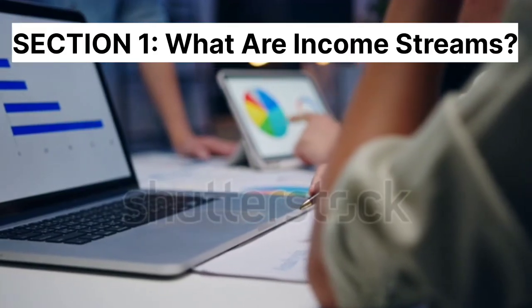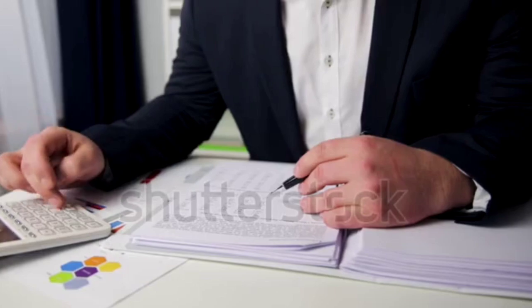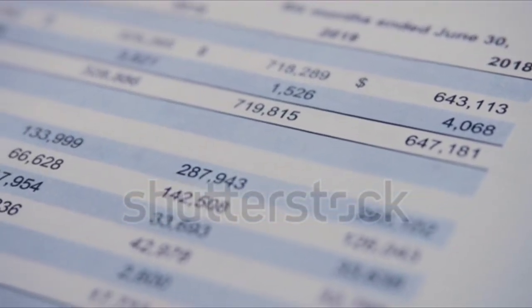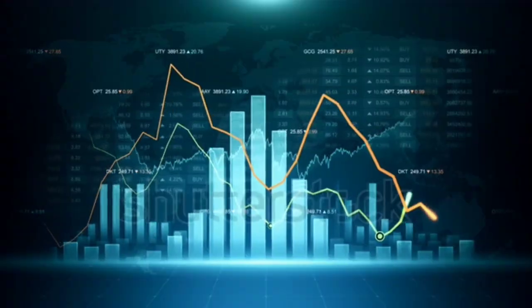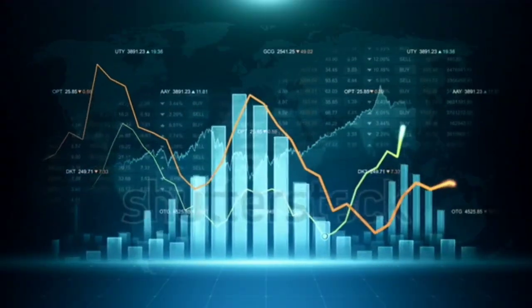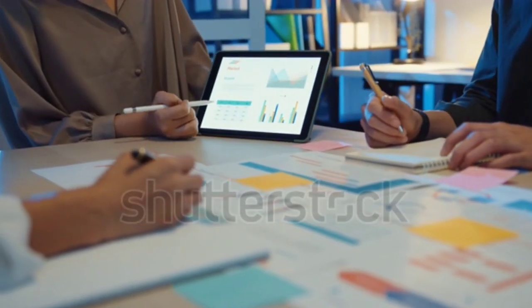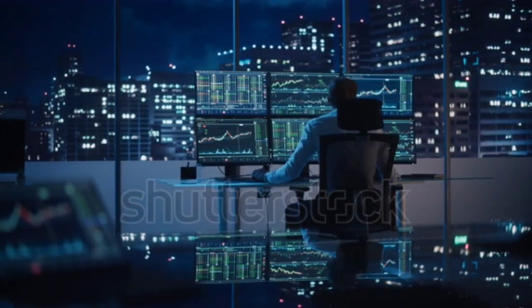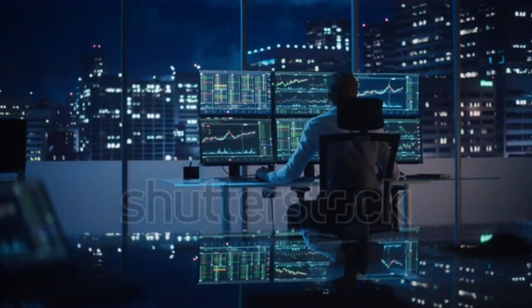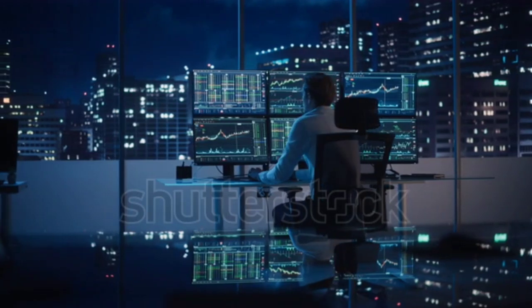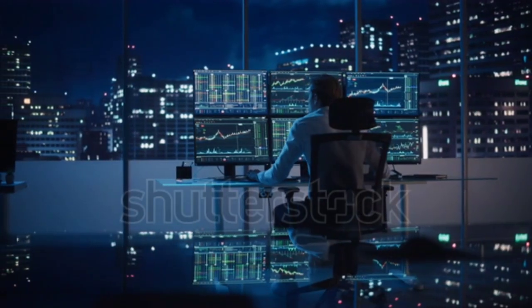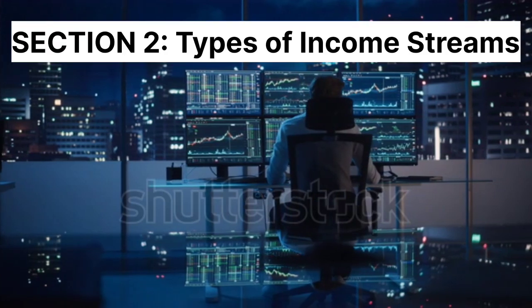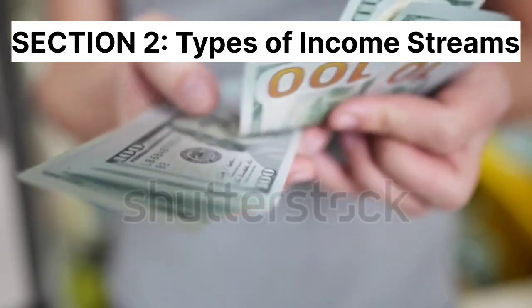Section 1. What are income streams? Before diving into how to build multiple income streams, let's first understand what an income stream is. An income stream is simply a source of regular income. The most common example is your salary, but income can come from various sources such as investments, side businesses, royalties, and more. The key is diversification, having more than one source of income so that you're not dependent on just one.